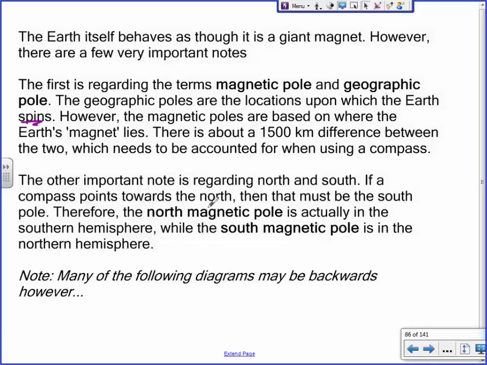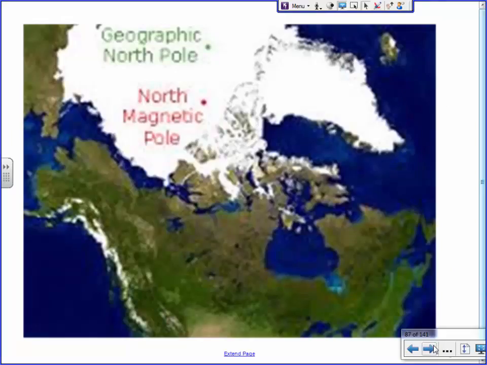And then the other note I have here we've been talking about, the north magnetic pole is actually in the south, and the south is in the north. So let me show you a whole bunch of pictures here. That's really where we're going to end.